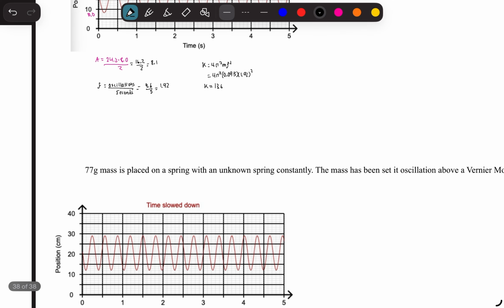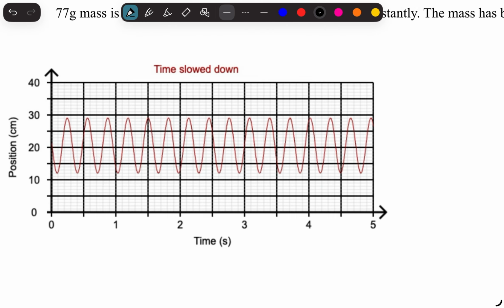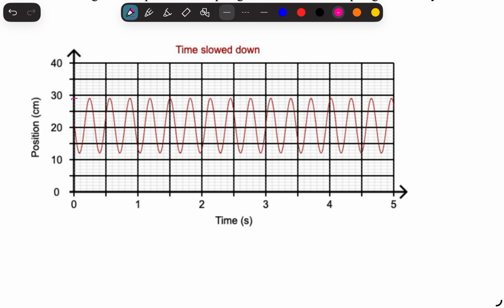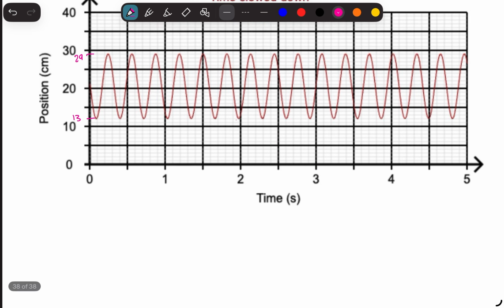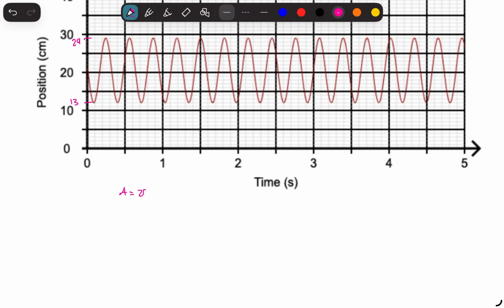Now for our last example, we're going to do this graph. For this graph, we can see that 29 is our maximum, and the minimum of all of our sinusoidal waves only ever goes down to 13. That's in centimeters. So our amplitude is equal to 29 minus 13 over 2. That's 16 divided by 2, which is 8.